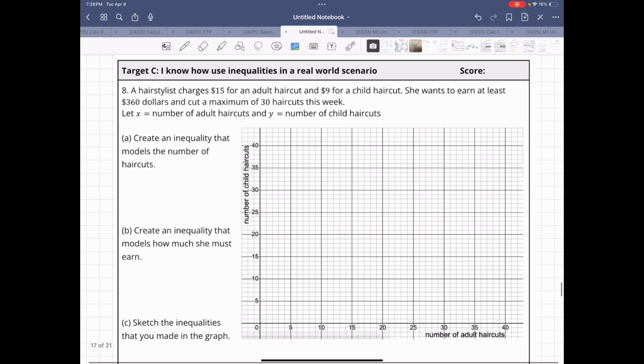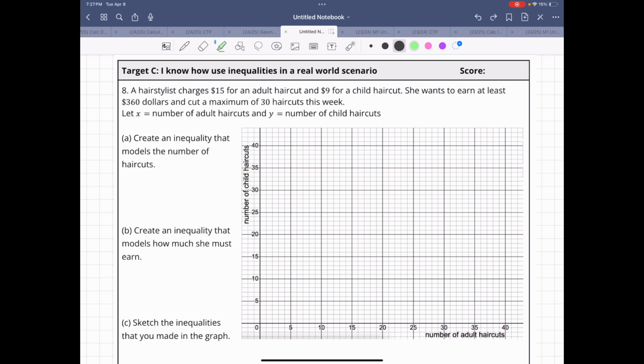So our scenario is a hairstylist charges $15 for an adult haircut and $9 for a child's haircut. She wants to earn at least $360 and cut a maximum of 30 haircuts. So we're going to let X be the number of adults, and we're going to let Y be the number of child haircuts.